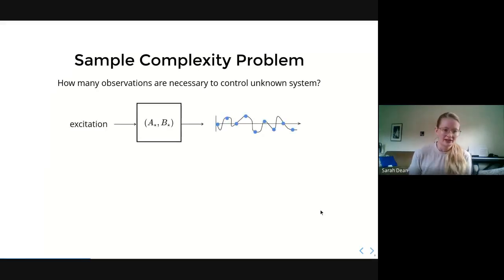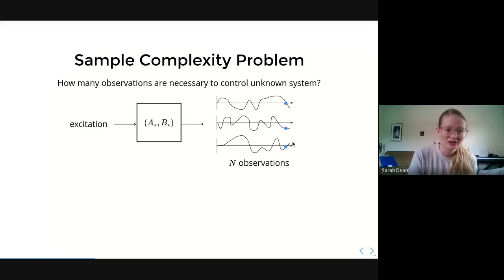The setting for a sample complexity problem is that you don't know what's inside the system, but you have access to excite the system and observe the outputs. The question is, how many observations do you need? Illustrated here is an example where you take observations from one trajectory. I'll go back to this setting later, but for the simpler results, I'm going to focus on a setting where you observe n trajectories and take the final sample from each of them. So it's still n observations overall, but a slightly different sampling method. I'll describe why a bit later, but this is our sample complexity setting.